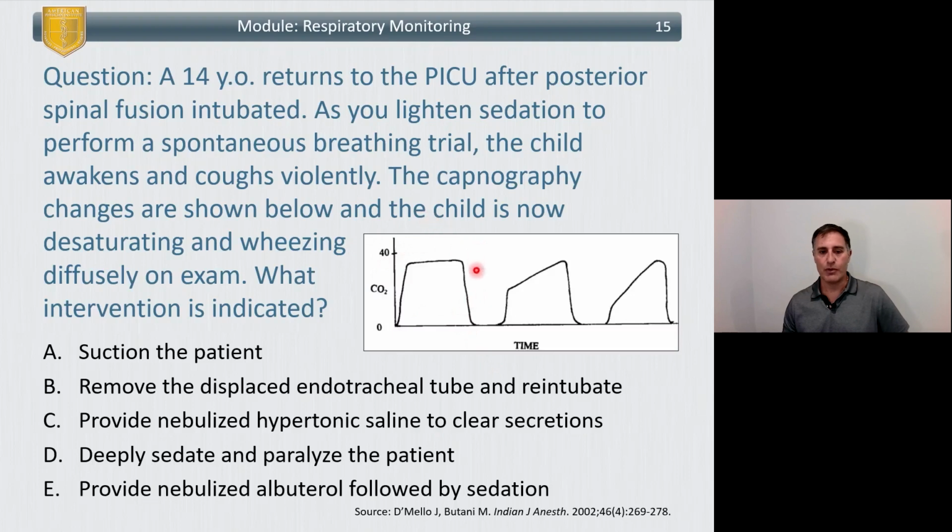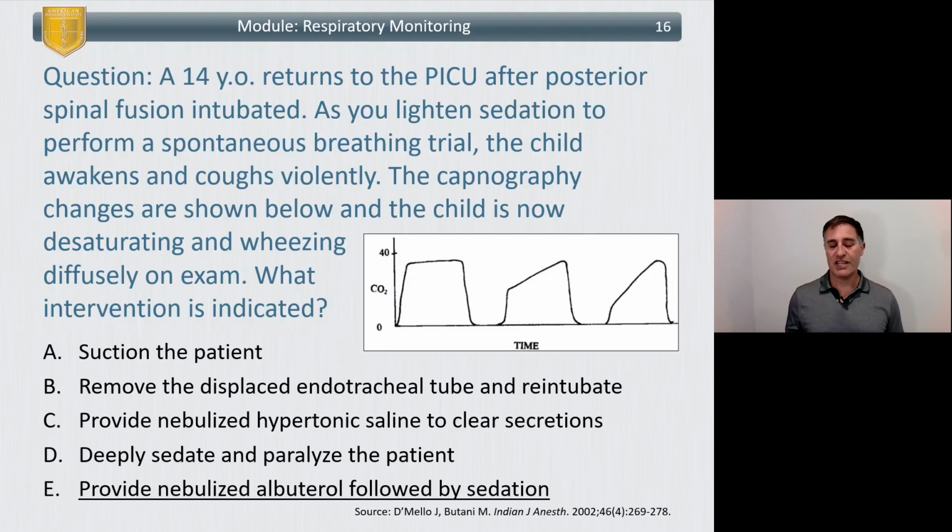Here was the normal pulse ox, and then all of a sudden the child coughed and began wheezing, and here's how the pulse ox changed. So do you A, suction the patient, B, remove the displaced endotracheal tube and reintubate, C, provide nebulized hypertonic saline to clear secretions, D, deeply sedate and paralyze the patient, or E, provide nebulized albuterol followed by sedation.